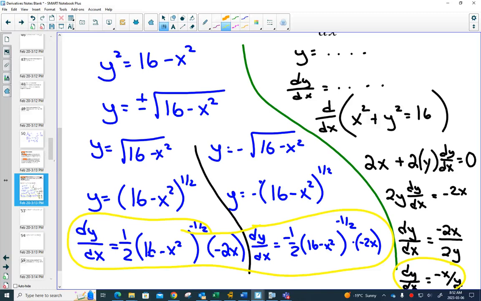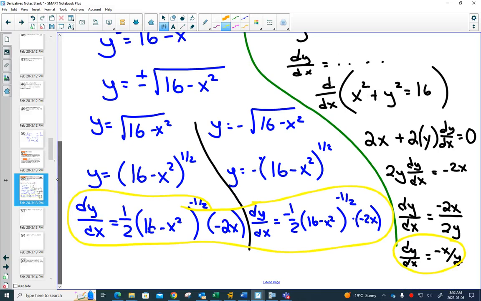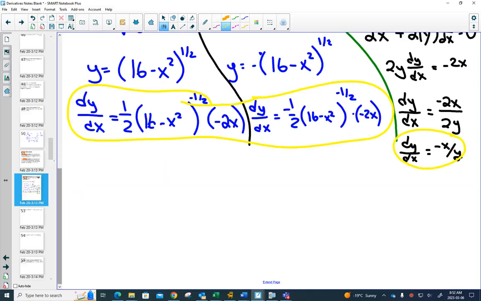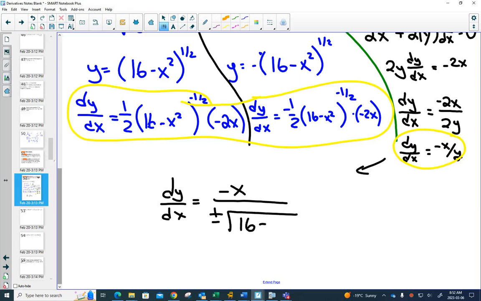You know how we solved for y and got plus or minus the square root of 16 minus x squared? So if I would substitute back in here and write negative x over plus or minus the square root of 16 minus x squared, because I could substitute y back into the equation. I hope that you notice, okay, let's look at these questions. Do you see that these 2's would cancel out? And these 2's would cancel out.